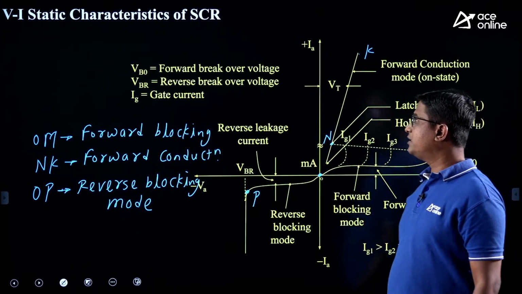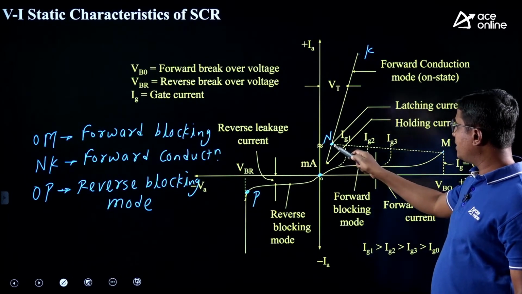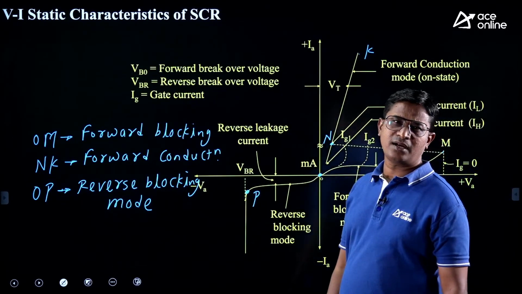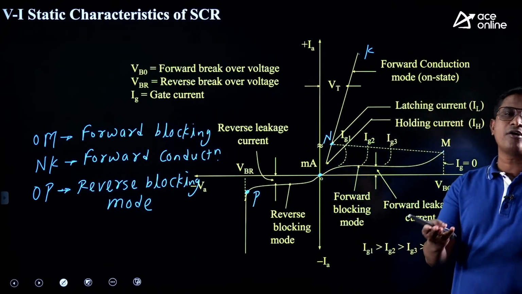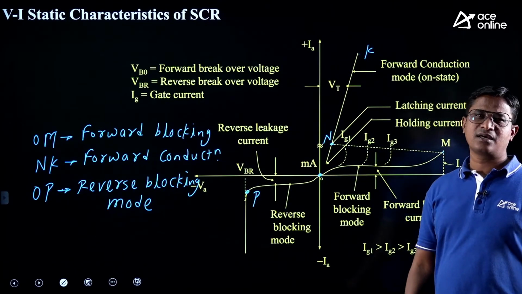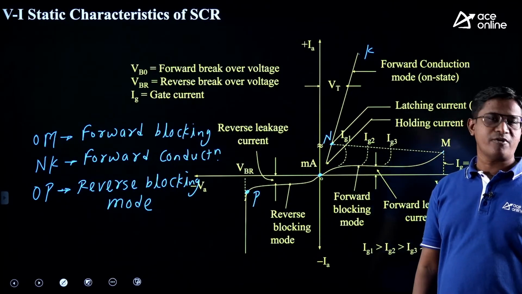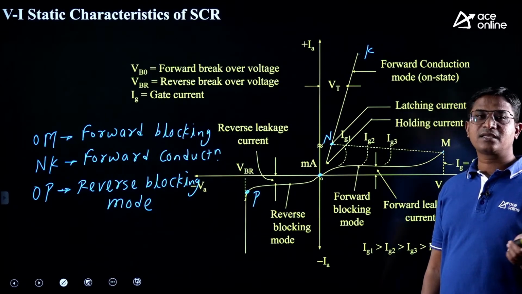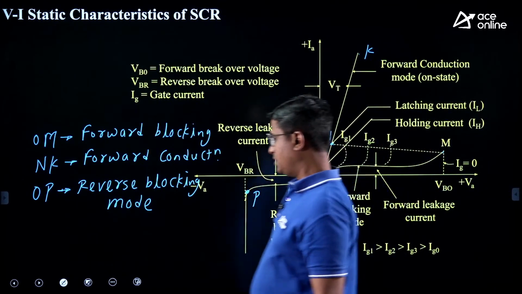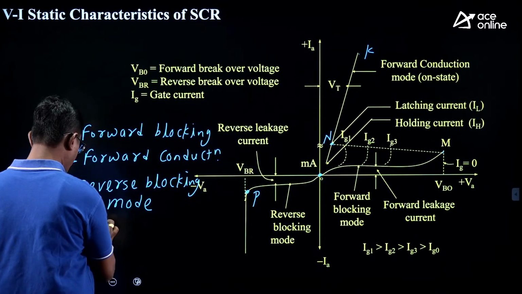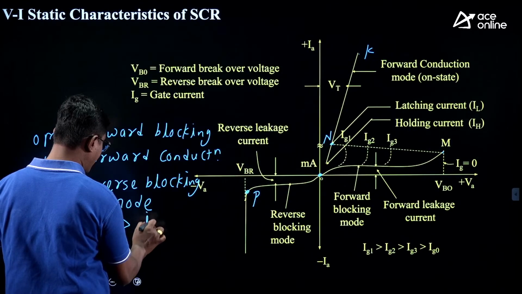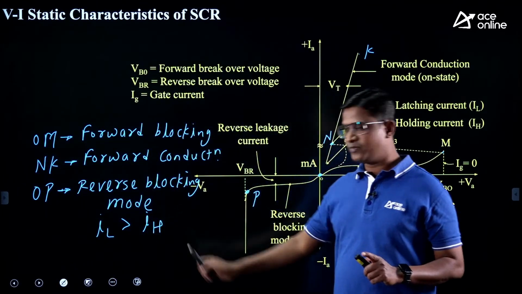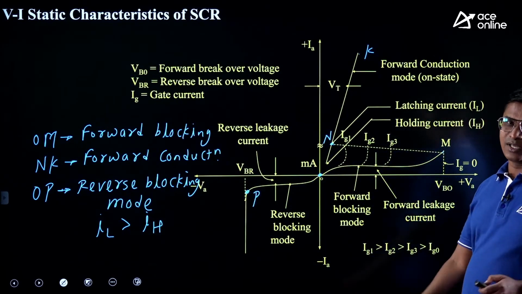Okay. Right. Next, again we are having latching current and holding current. Latching current is current which is associated with the turning on of a SCR. Holding current is a current which is associated with the turning off of a SCR. Okay. Generally for SCR, latching current is greater than the holding current. In real life, latching current is always greater than the holding current. Based on this also, they have asked the questions, right?